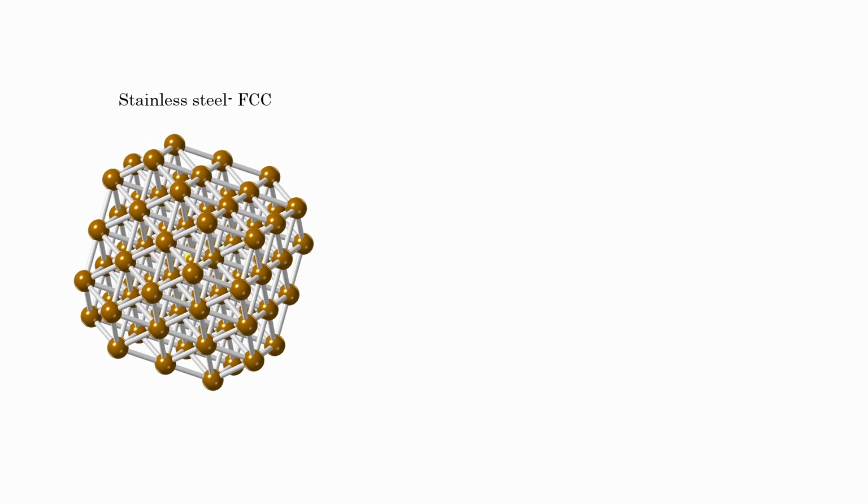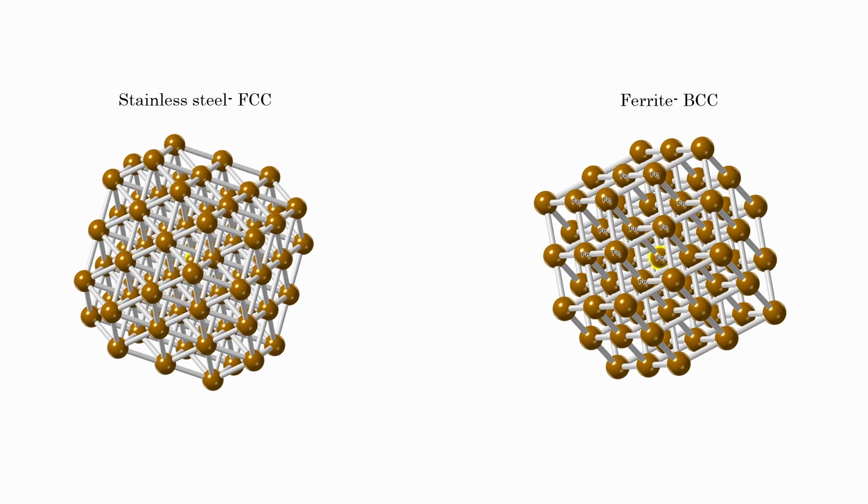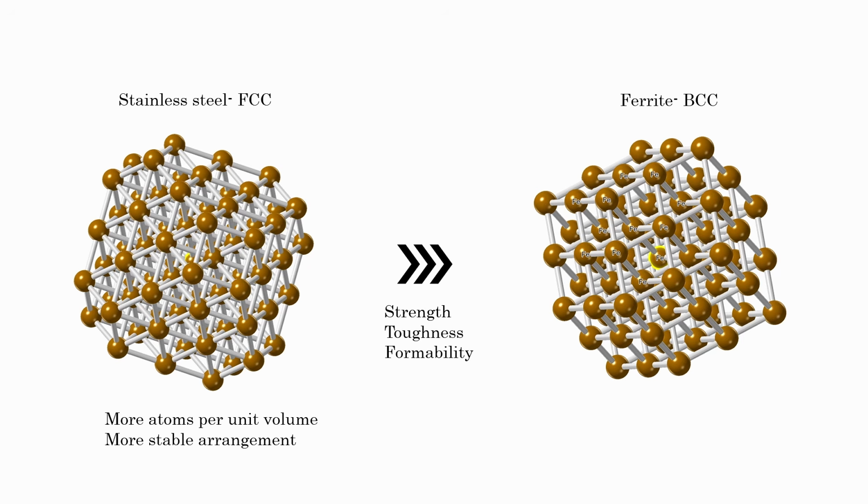Now, FCC is a more tightly packed crystal structure compared to BCC. It has more atoms per unit volume and a more stable arrangement. Because of this, FCC austenitic stainless steels have higher strength, higher toughness, better formability, and better ductility, all without depending on carbon. And this is exactly why stainless steels 304 and 316 are stronger than mild steels, even though they have almost no carbon.